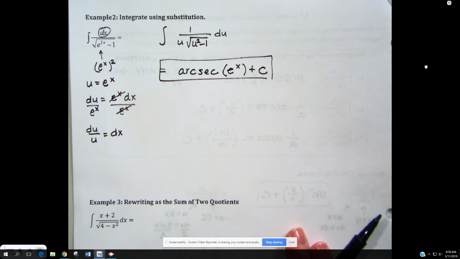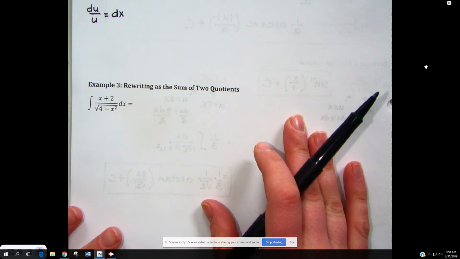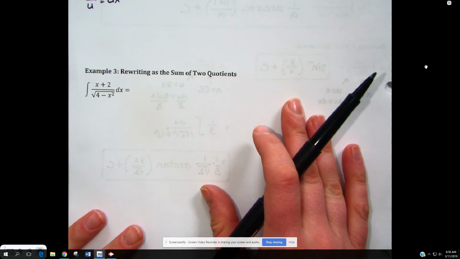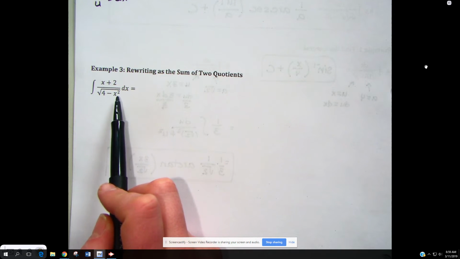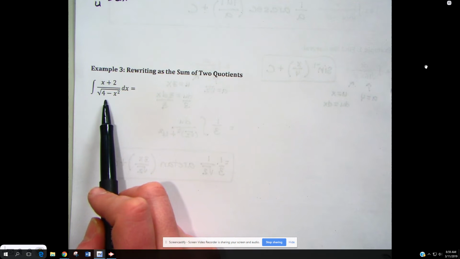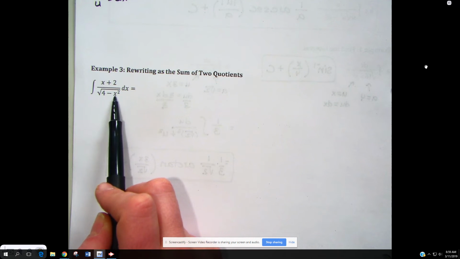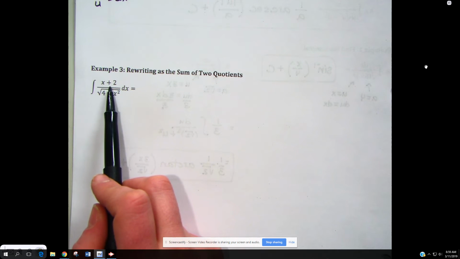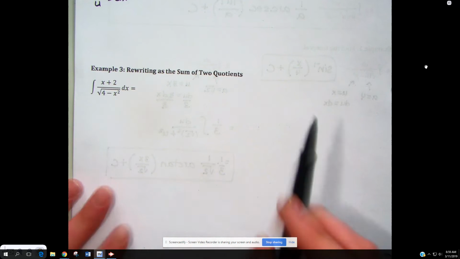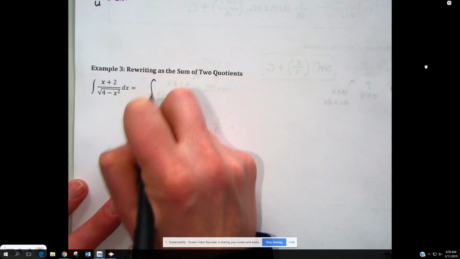All right, we've got another one. And here you can see my heading, rewriting as the sum of two quotients. If I look at this problem again, your first choice is never just to jump to inverse trig. But if you tried something like a u substitution, the problem would be that you'd have this 2x. Well, I could deal with 2x dx, but I wouldn't be able to cope with the plus 2. So the trick to this one is that I want to go ahead and split up that sum.